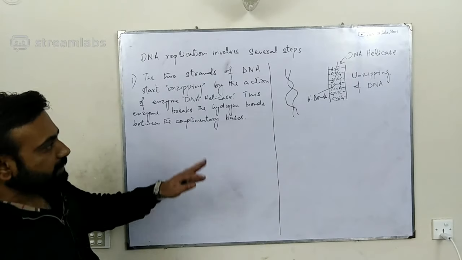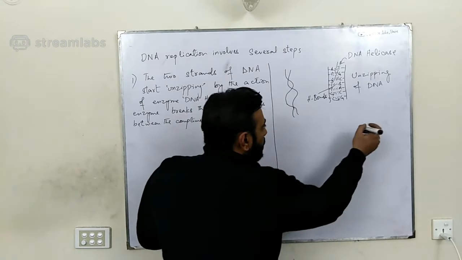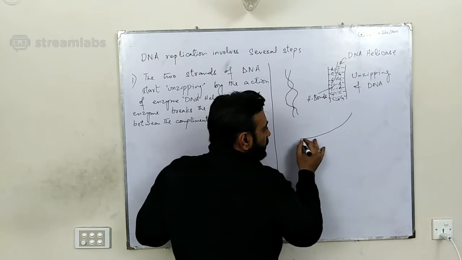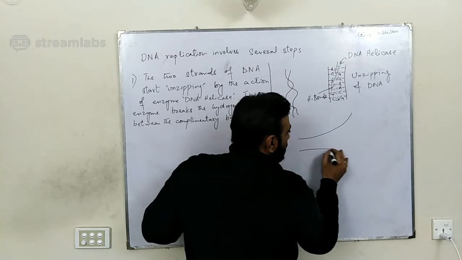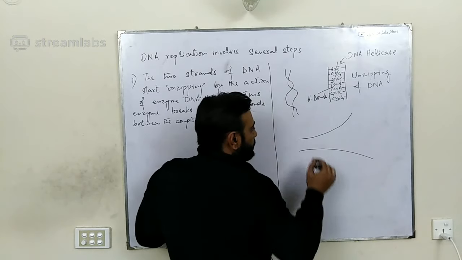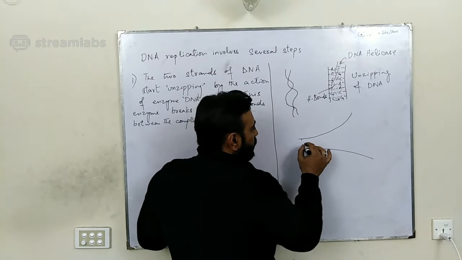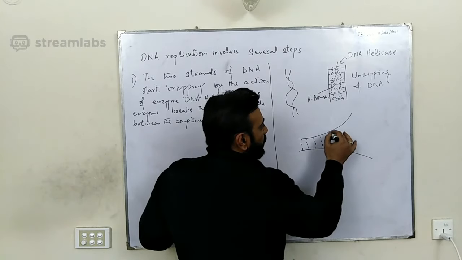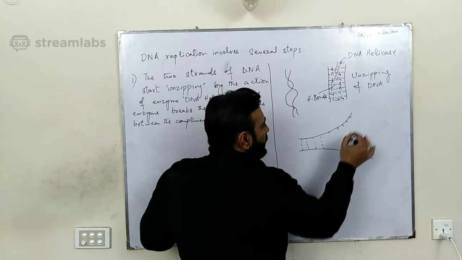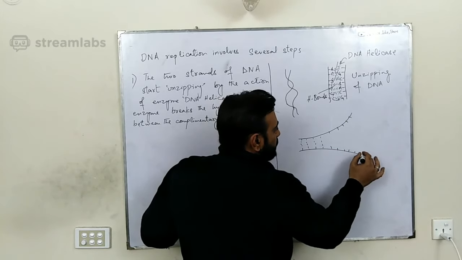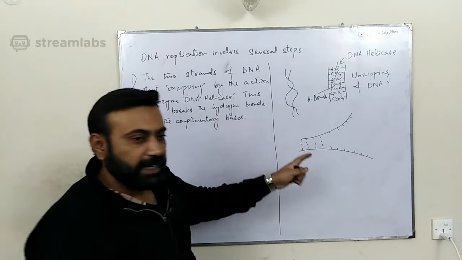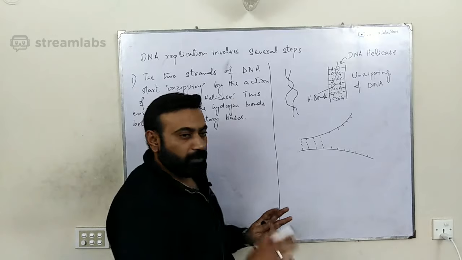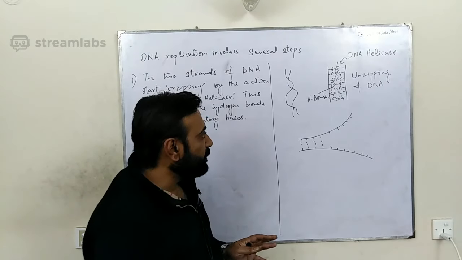Okay, so when this keeps on breaking down, both the strands start detaching from each other like this. See, from this part they are still bonded to each other, but from this part they are detached from each other. And that action took place because of the activity of the enzyme DNA helicase. It broke off the hydrogen bonds between the complementary bases.